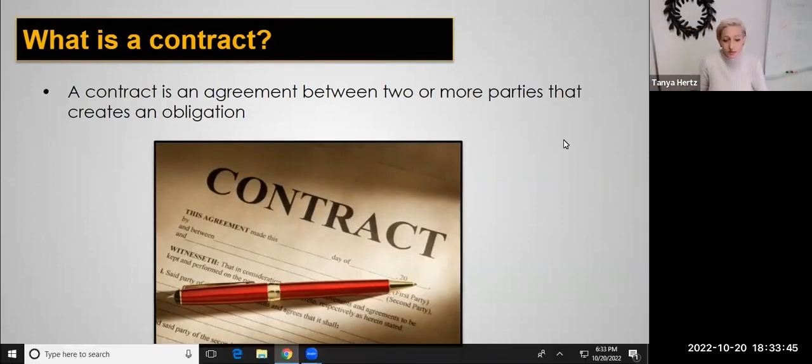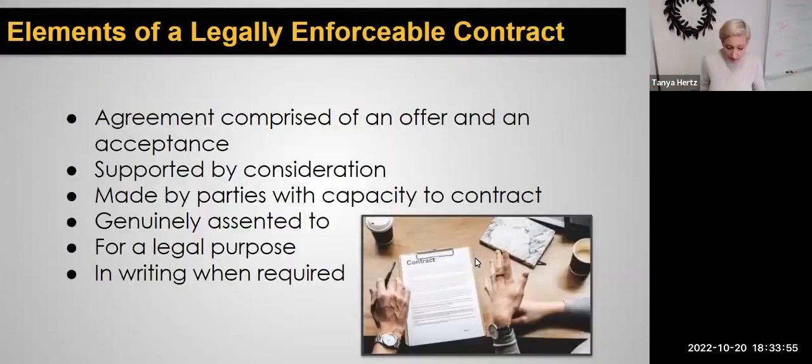A contract is an agreement between two or more parties that creates some sort of an obligation. By obligation, we mean an offer or a request to do something, and then an acceptance of that offer. Some other terms that you need to know that are part of a legally enforceable contract include the fact that the offer is supported by consideration, meaning something of value is exchanged.